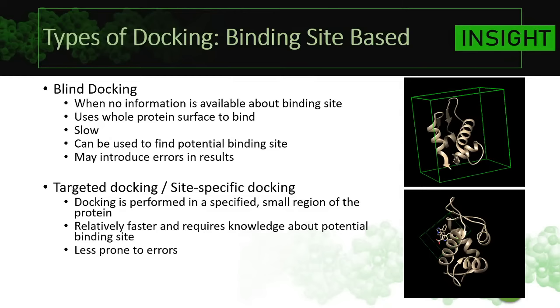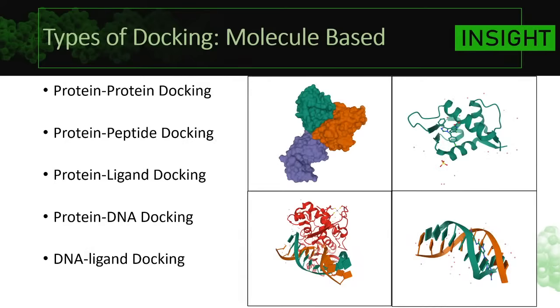In targeted docking, we have a site-specific docking where we already provide a potential binding site to the algorithm and it will do the calculations based on this. So in targeted docking, it is able to explore a larger number of conformations within the local area that has been given as the potential binding site, and that's how it will calculate those interactions.